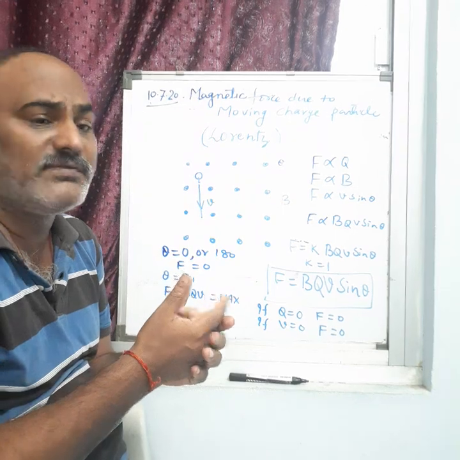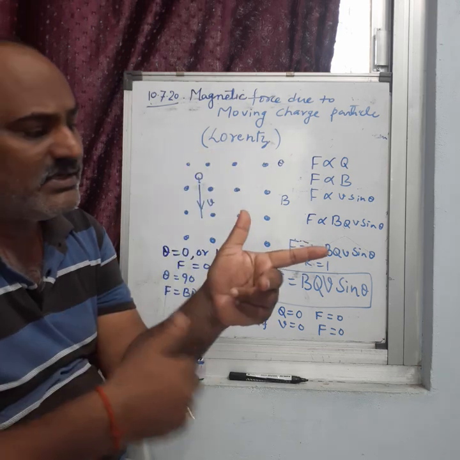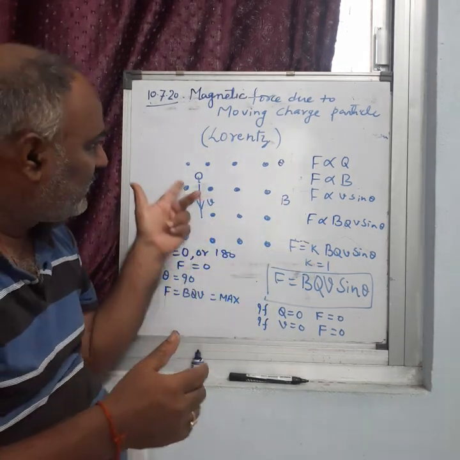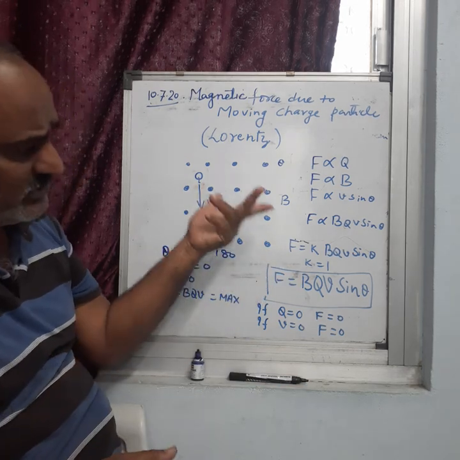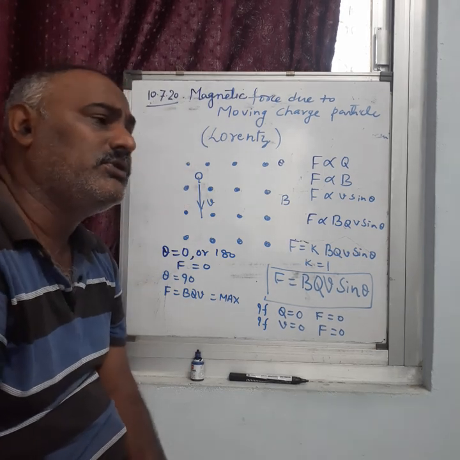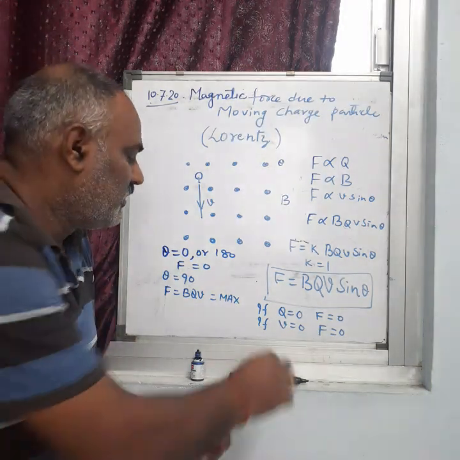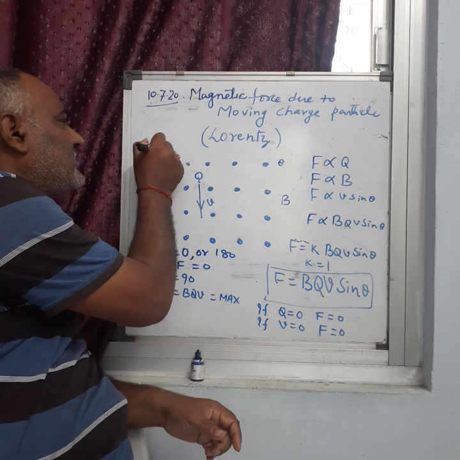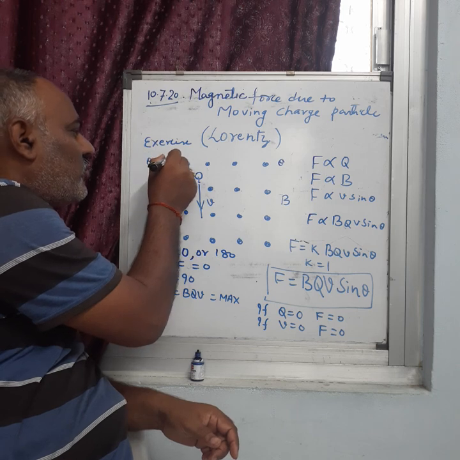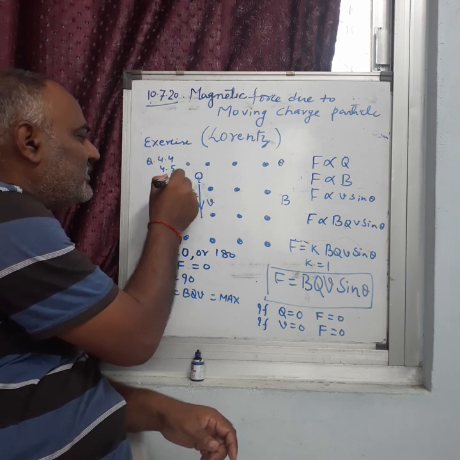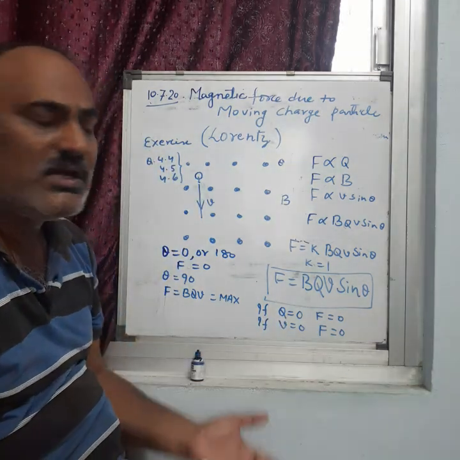What is the direction of the magnetic force? The direction of the magnetic force is determined by Fleming's left hand rule: the force will be perpendicular to both, and in this case also it is the same, with Q in the place of I. Now some questions are given in the NCERT book exercise, question numbers 4.4, 4.5, 4.6. You can solve these now. If you understand these things, you are now able to solve them.